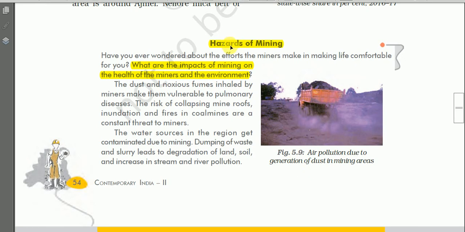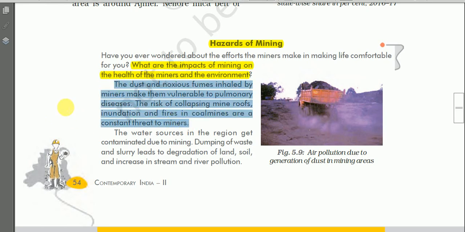Here in this box we shall discuss the hazards of mining. What are the impacts of mining on the health of the miners and the environment? Mining is very, very dangerous to human health and to the environment. Okay, so let us read.